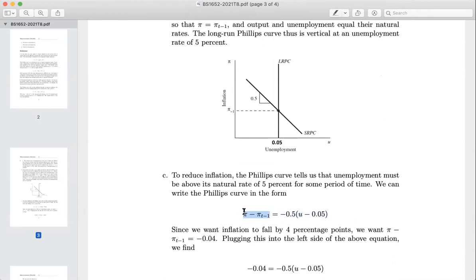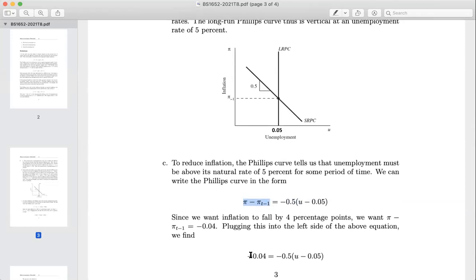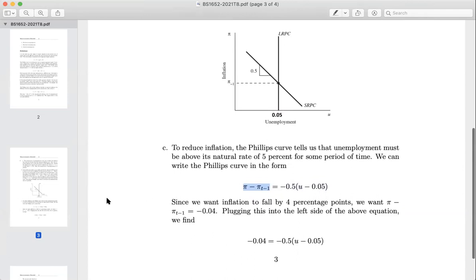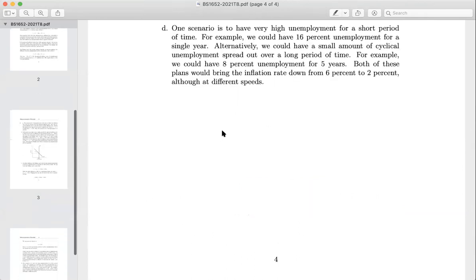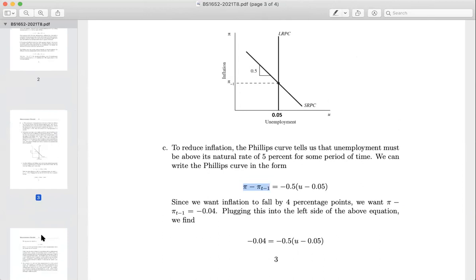So basically, I want to reduce this by 4%. All you need to do here is replace this with minus 4%, exactly the same way I've done here, and then calculate the unemployment rate. So if you solve for U here, that will give us an unemployment rate of 13%.